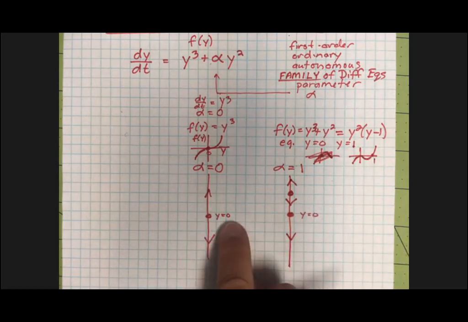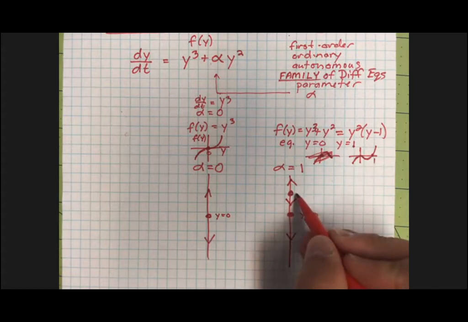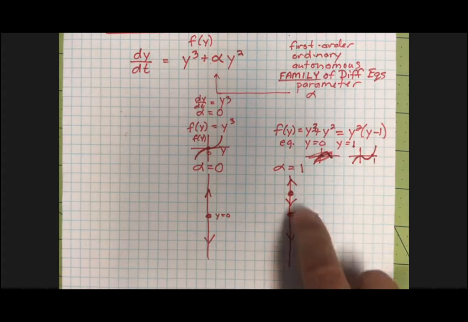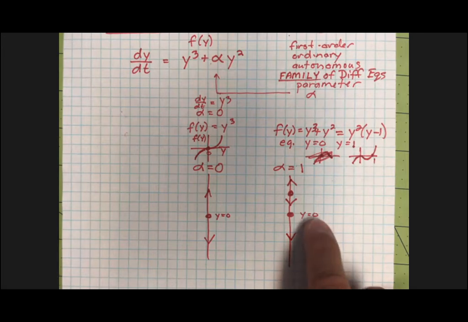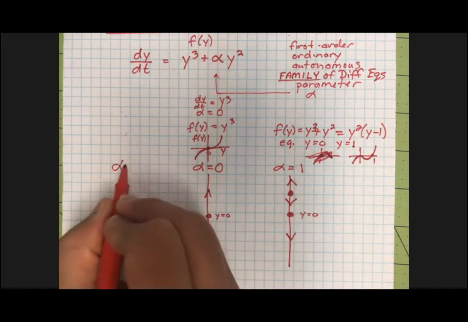Now what is this? This is a source at zero, emanating solutions on both sides. Here's solutions coming into the equilibrium and leaving the equilibrium on the other side. That's a node. Let's try alpha equals minus one.